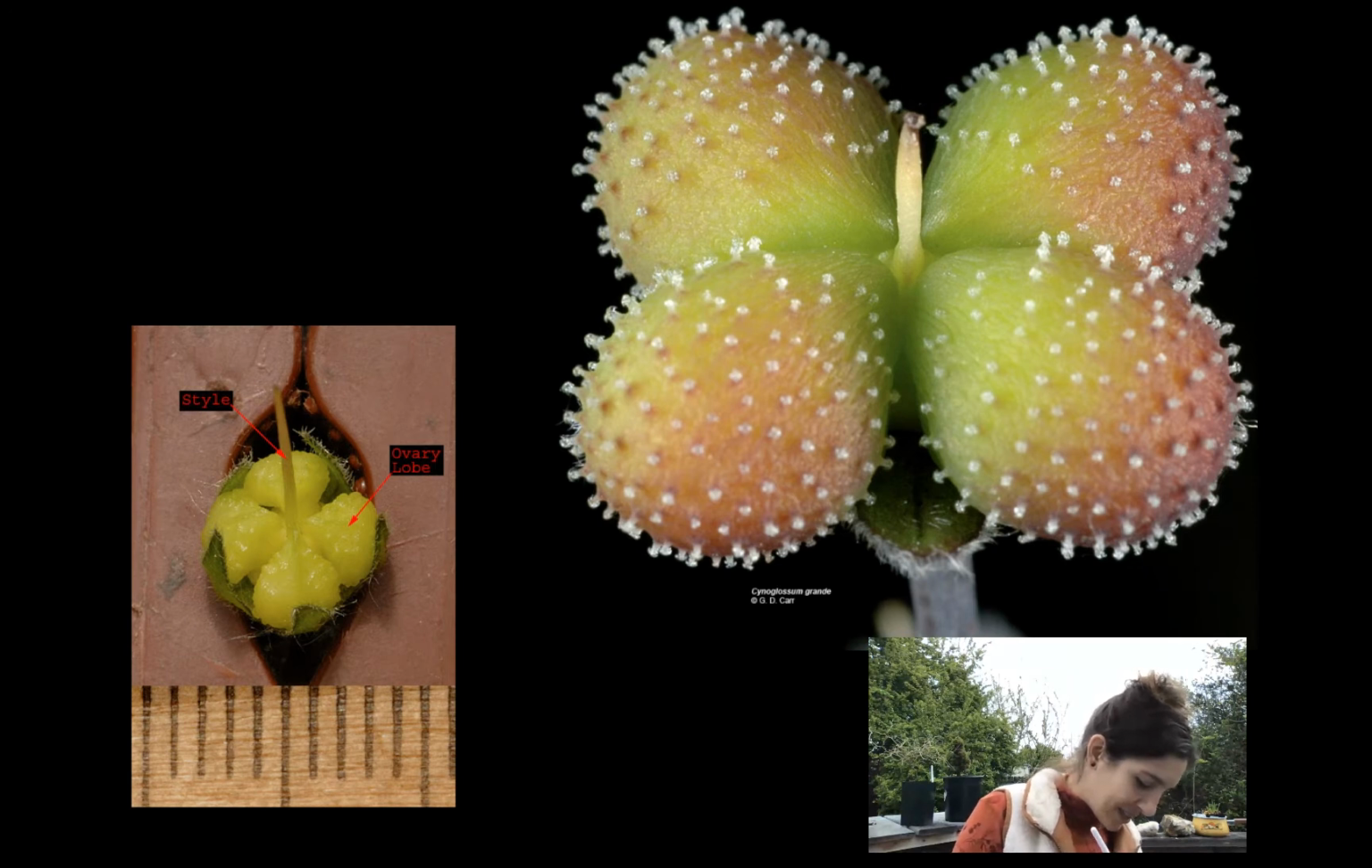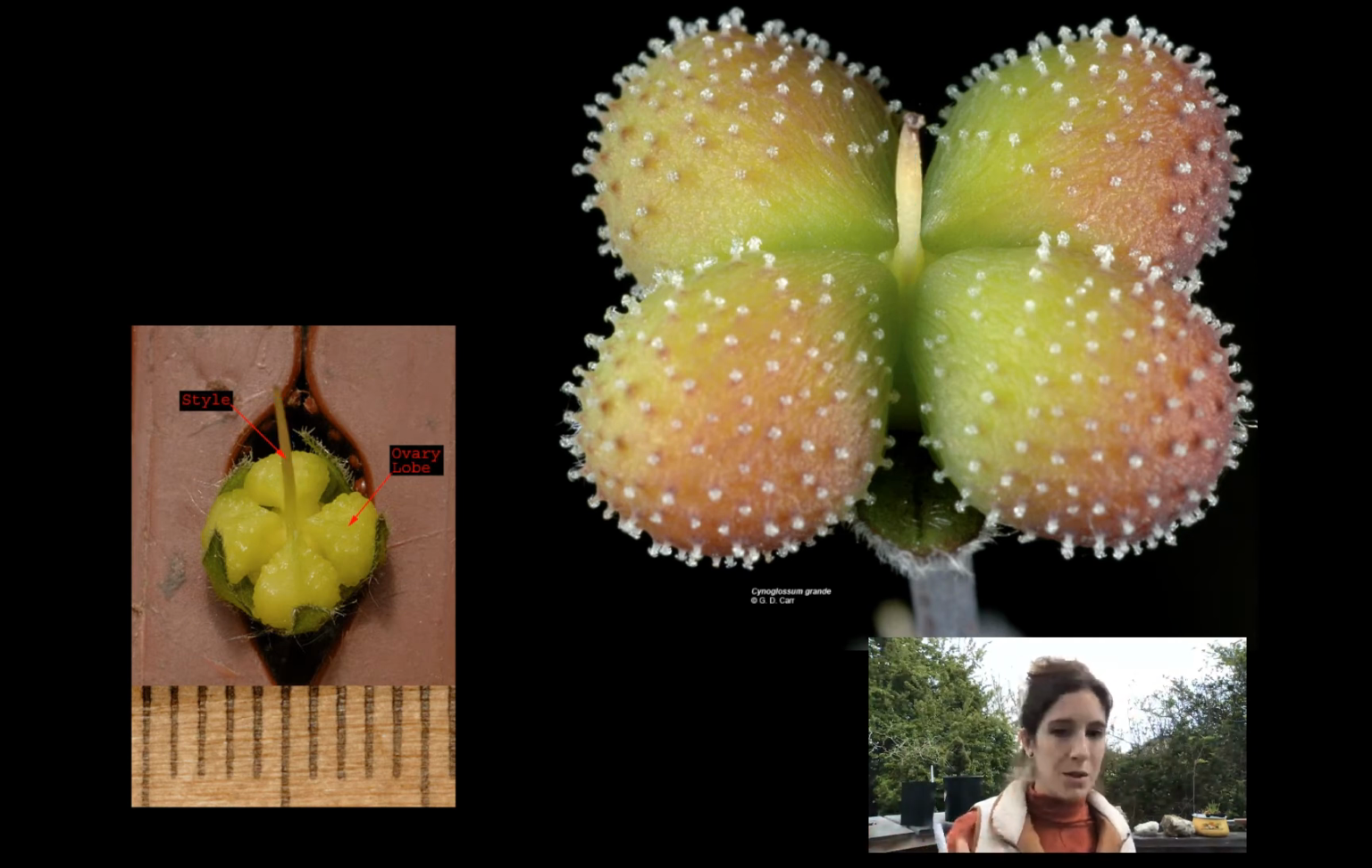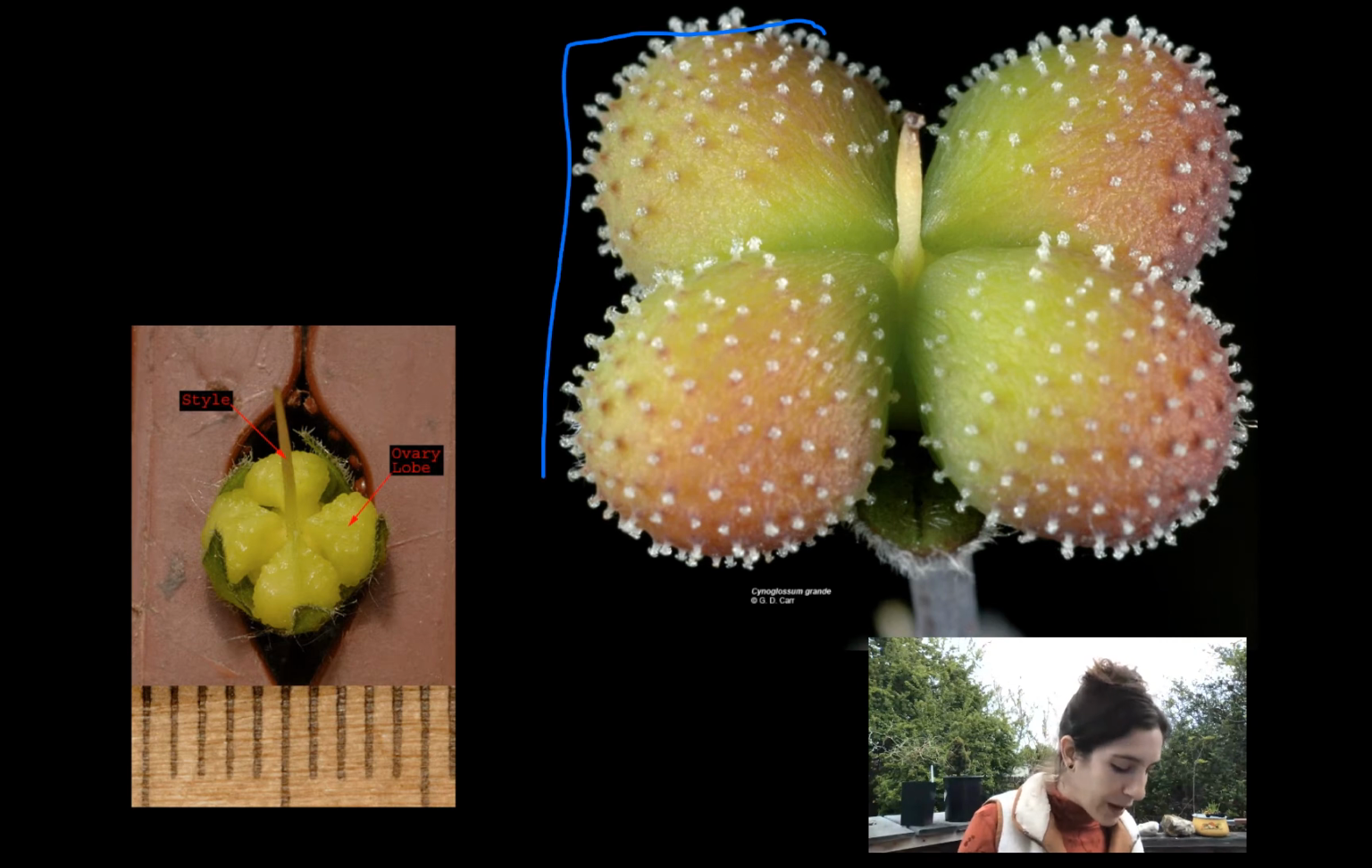This is the style right here in that one, and this is the style in this one. Notice that the style is sort of attached right in the middle of these ovary lobes. So this is crazy, actually. This whole thing is the ovary, or like in this one, this is an entire ovary. And this one ovary is deeply four-lobed.